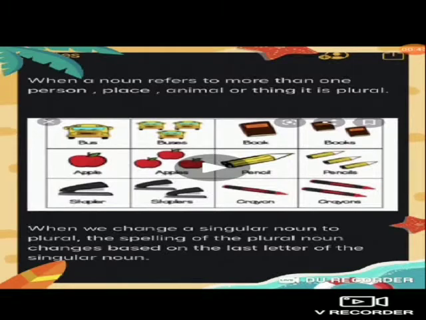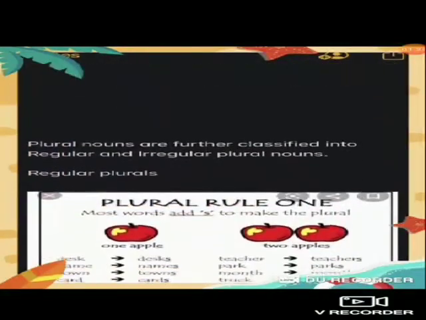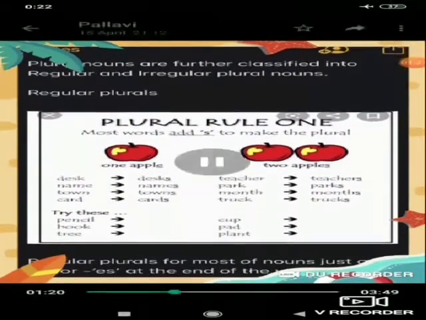So how do we change a singular noun into a plural? It totally depends upon the last letter. When we change a singular noun to plural, the spelling of the plural noun changes based on the last letter of the singular noun. Basically, the last letters are very important, and based on the last letters, the plural is changed. So in our standard third, we are going to learn more about plurals. We are going to learn the different kinds of plural. There are two different types of plurals. They are the regular and irregular plurals.